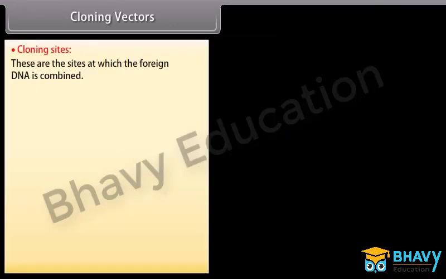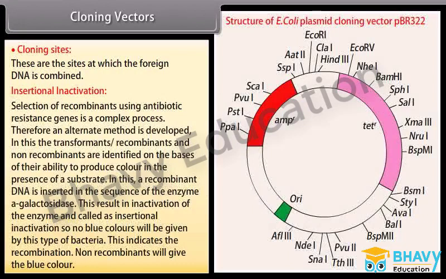Cloning sites. These are the sites at which the foreign DNA is combined. Insertional inactivation. Selection of recombinants using antibiotic resistance genes is a complex process. Therefore, an alternate method is developed. In this, the recombinants and non-recombinants are identified on the basis of their ability to produce color in the presence of a substrate. In this, a recombinant DNA is inserted in the sequence of the enzyme beta-galactosidase. This results in inactivation of the enzyme and is called insertional inactivation, so no blue color will be given by this type of bacteria. This indicates the recombination. Non-recombinants will give the blue color.